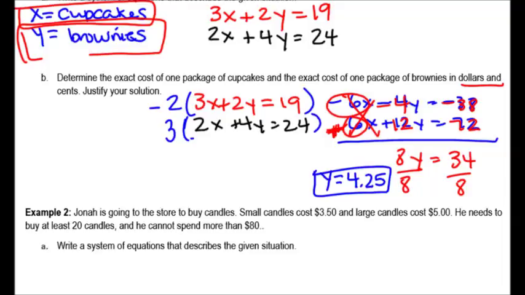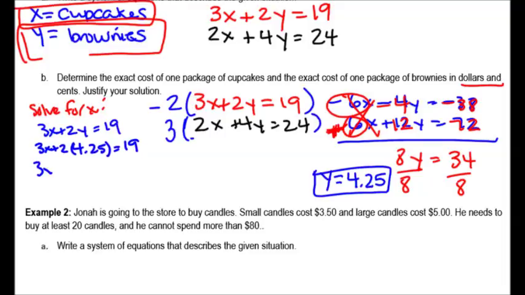of the original problems. So we are going to solve for x. I'm going to go ahead and pick the top one, the first one up here. 3x plus 2y equals 19. Now I'm going to take that y and put it in. So I have 3x plus 2 times 4.25 equals 19. I get 3x plus 8.50 equals 19.